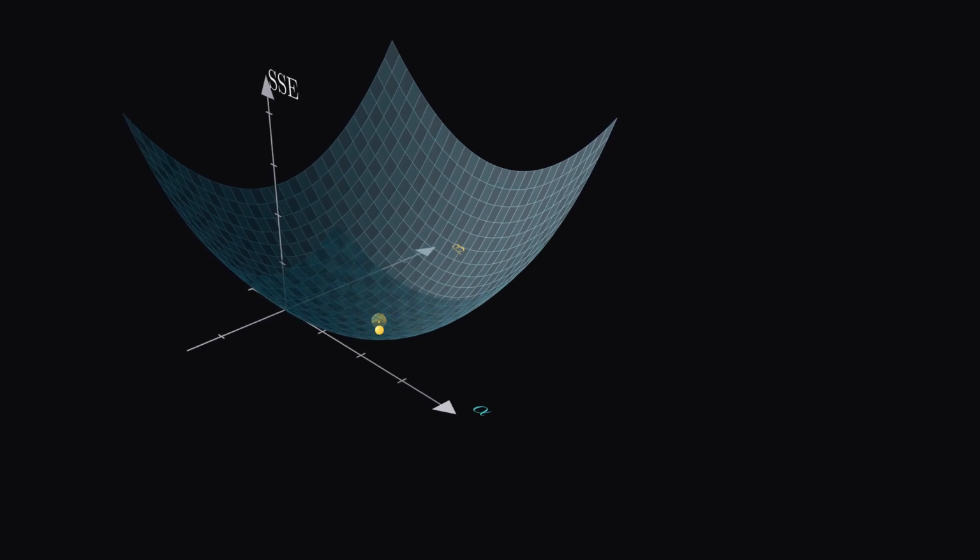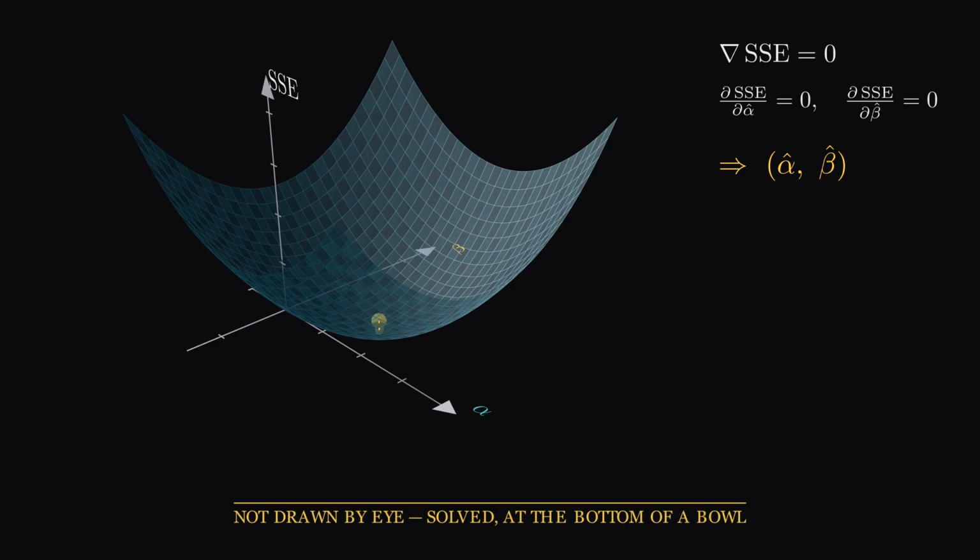When a computer runs a regression, this is what it's actually doing. Not drawing a line by eye, solving an optimization problem, and landing at the bottom of the bowl.